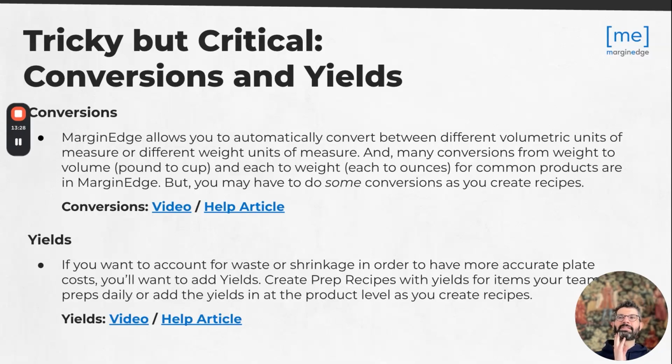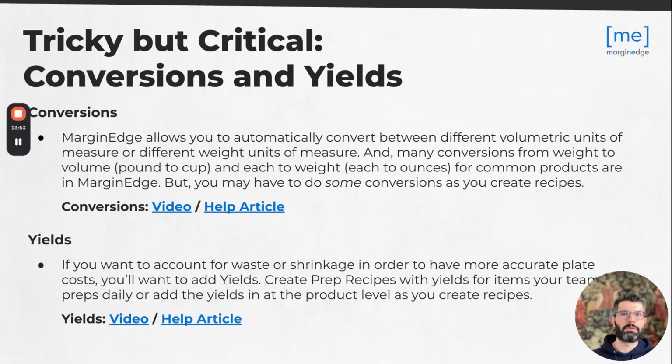And then last but not least is yields. If you want to account for waste or shrinkage properly, you'll want to add yields. The easiest way to do this is to create prep recipes with yield. So an example of this would be if you're breaking down your own salmon, obviously you're not getting 100% yield on that salmon. You've got your bones and your fins and all the other trim that's coming off that salmon.